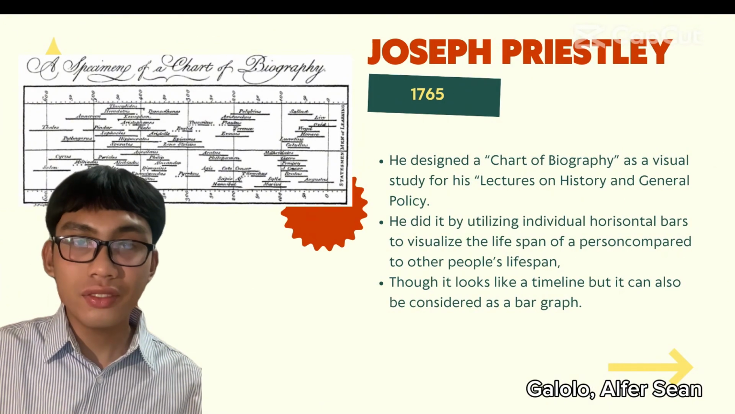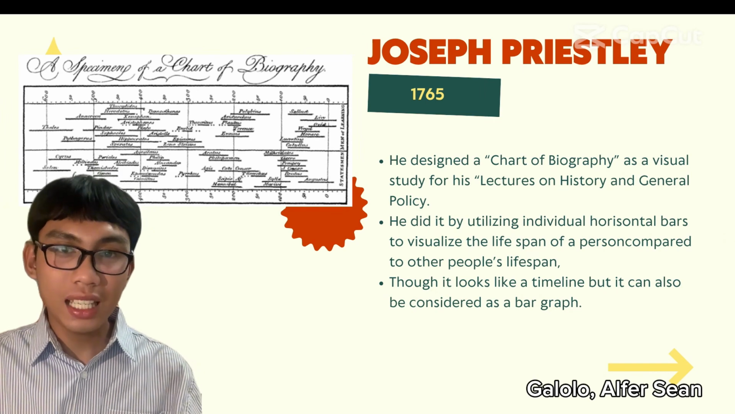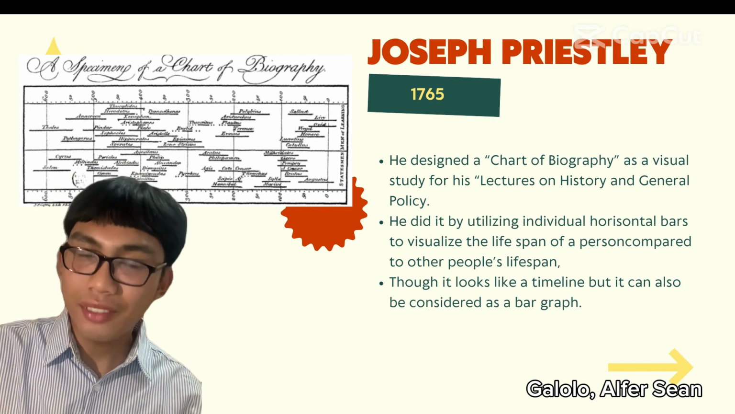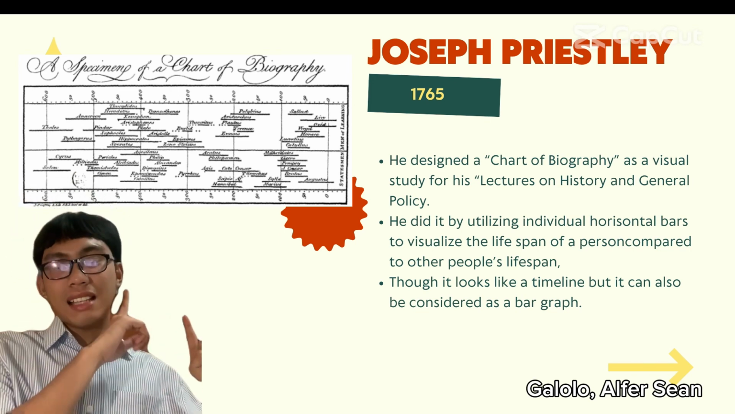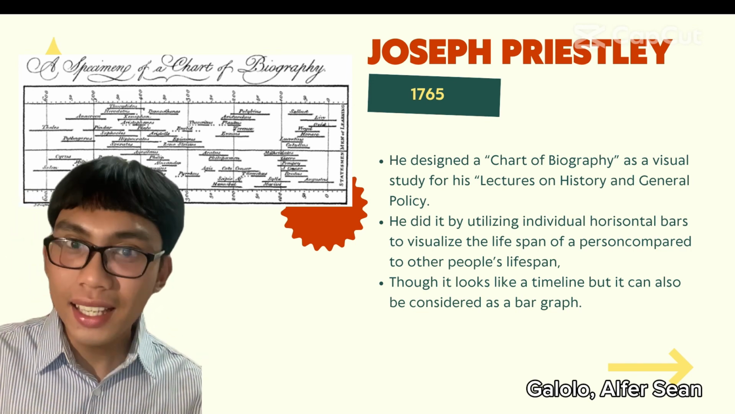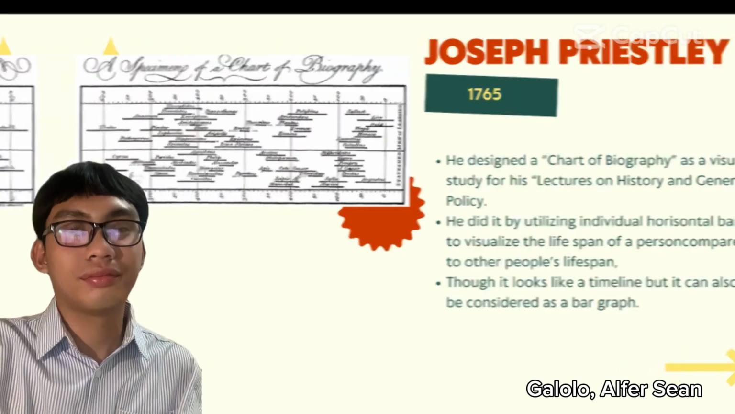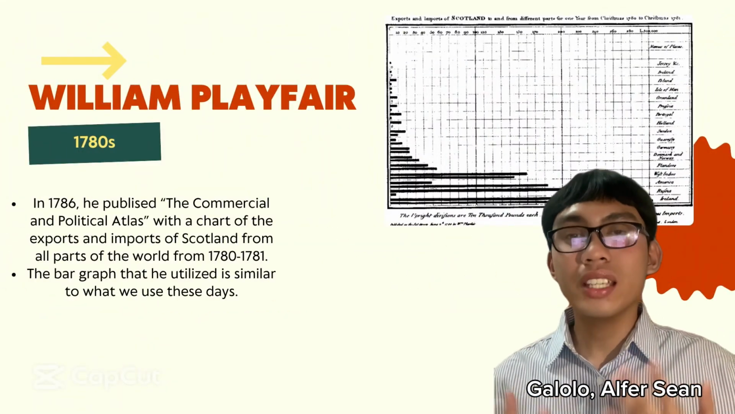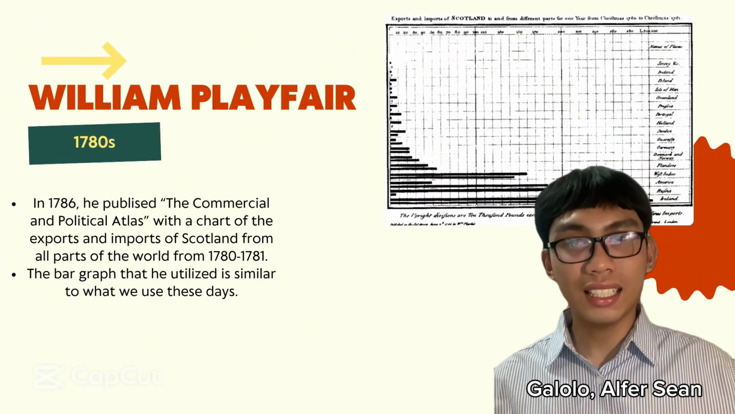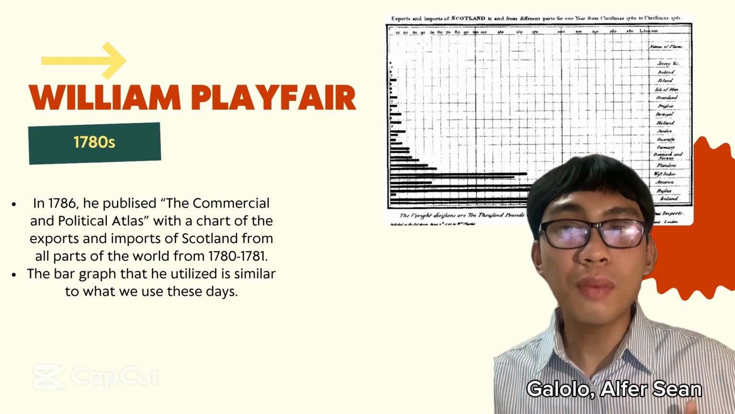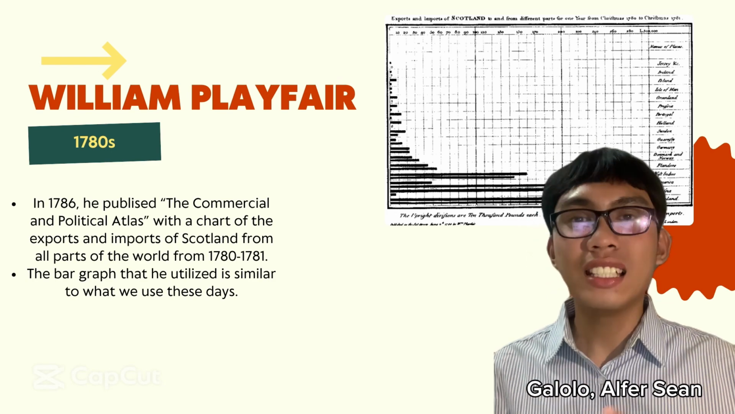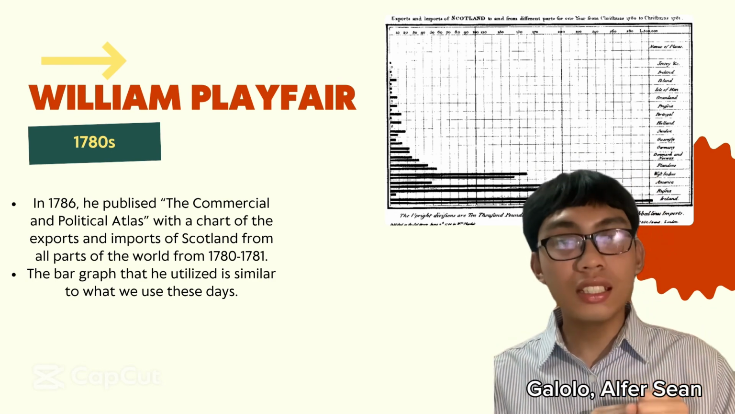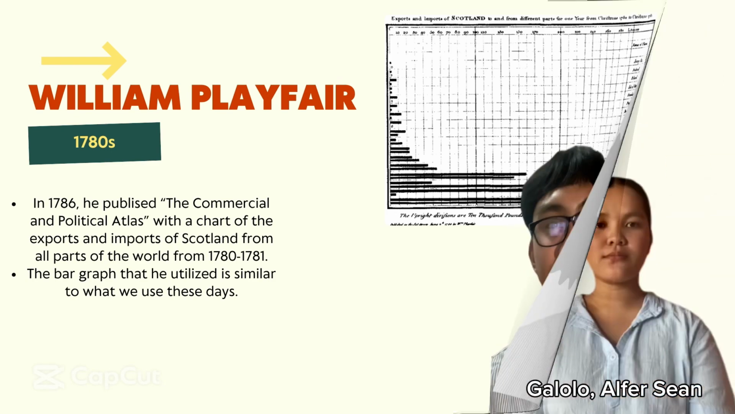The second discoverer is a man called Joseph Priestley from 1765, and he used it in a chart of biography. Now it may look like a timeline, but it is a bar graph. Last but not the least is William Playfair from the 1780s, and he used it in his publication, which is the Commercial and Political Atlas. Now, the bar graph that he used is what we use nowadays.